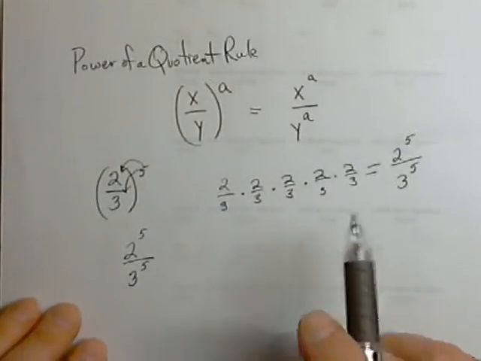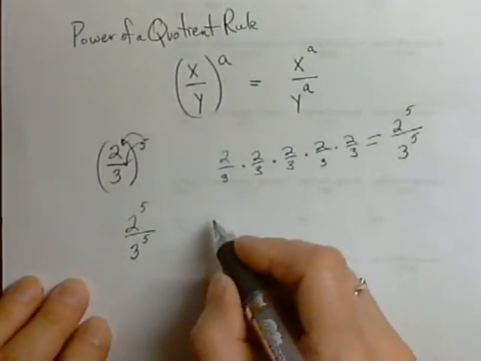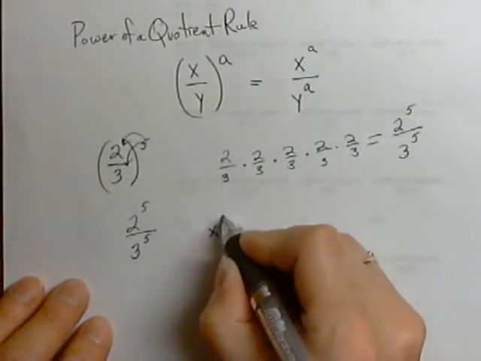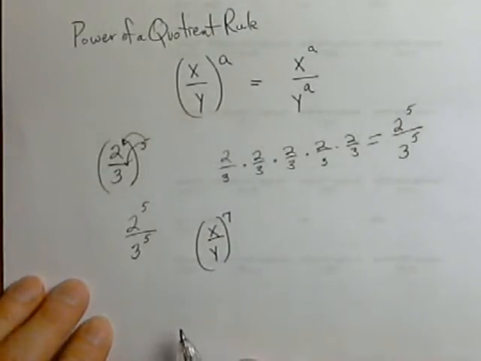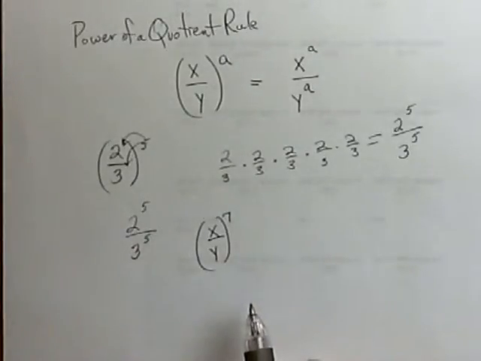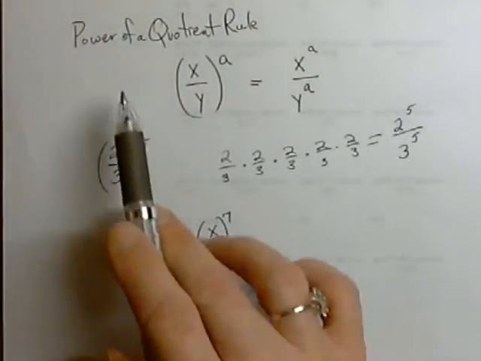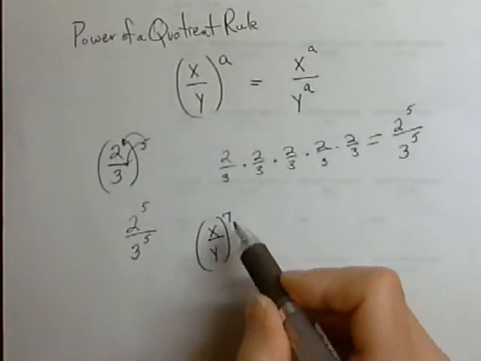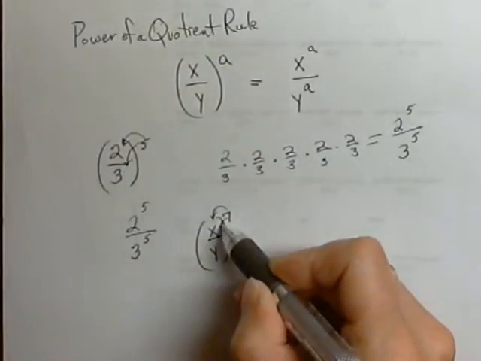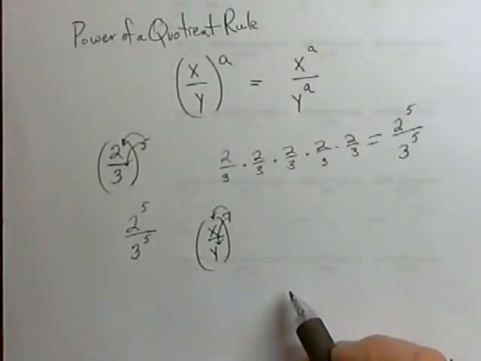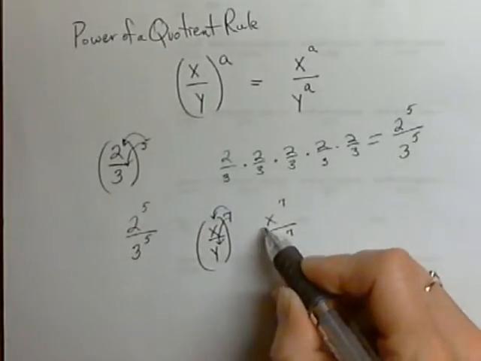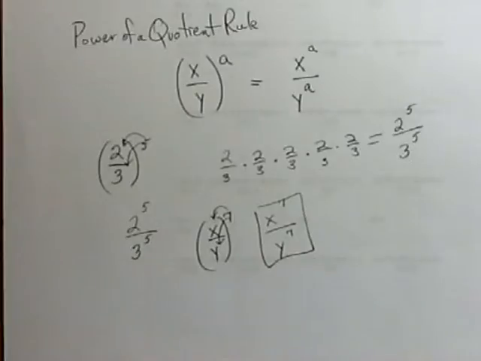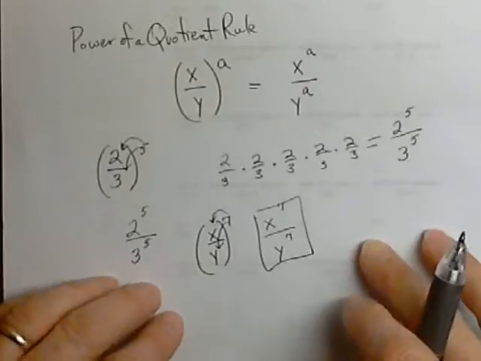Okay, so let's just take a look at a couple other examples here. Here's an easy one: x divided by y raised to the 7th. Well, okay, use our power of a quotient rule. We're going to distribute that exponent of 7 to both numerator and denominator. So we have x to the 7th divided by y to the 7th. There is our answer.